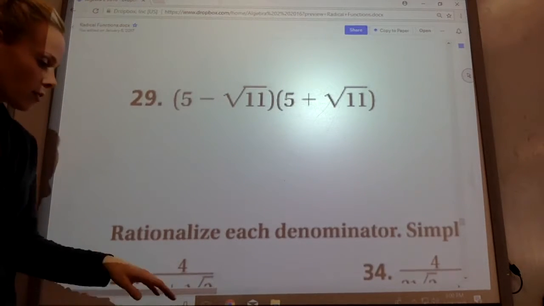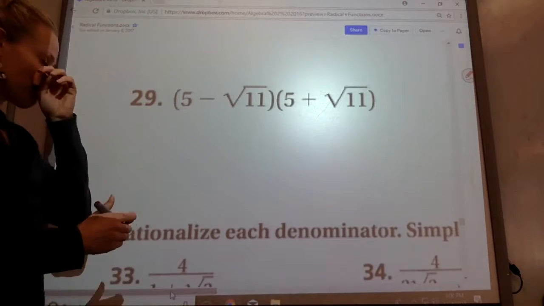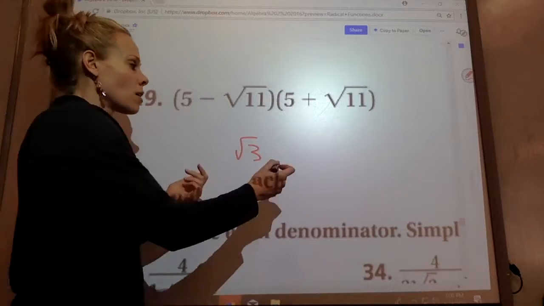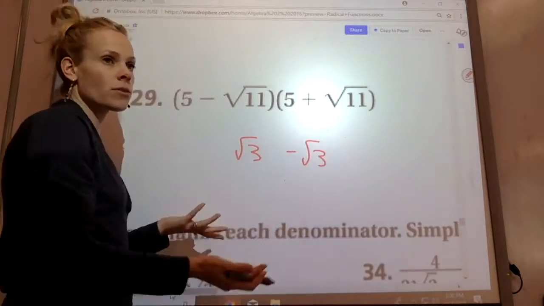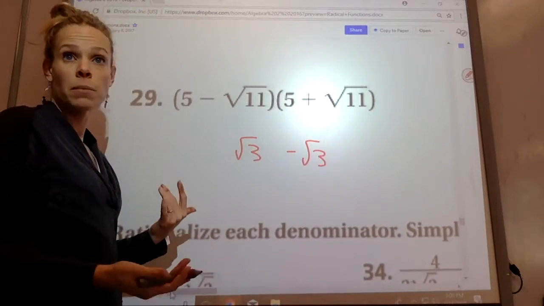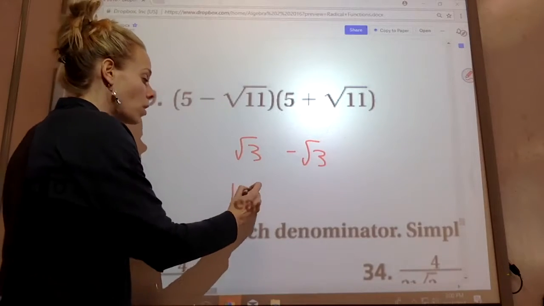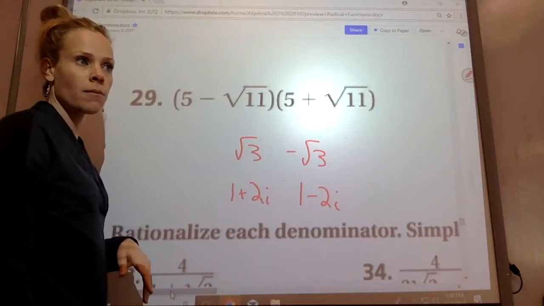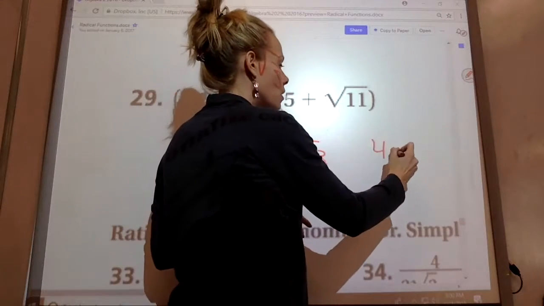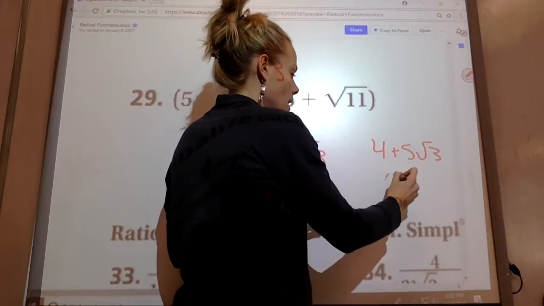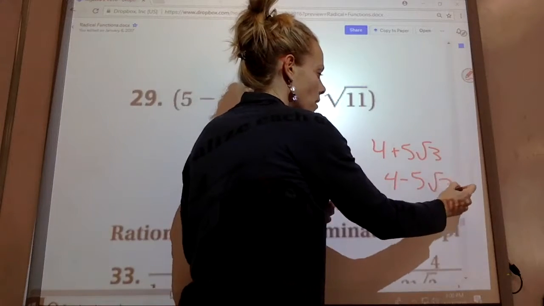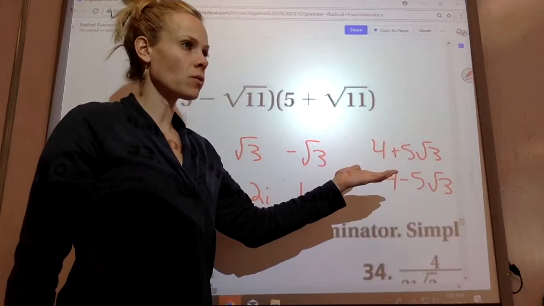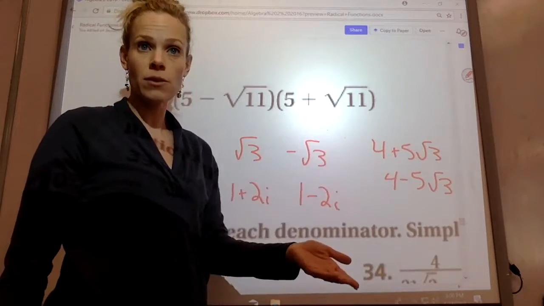And we studied that a little bit with quadratics. Because remember when I told you if square root of 3 is a root, you have to have negative square root 3. They always come in conjugate pairs. If we had 1 plus 2i, we have to have 1 minus 2i. If I had 4 plus 5 root 3, I have to have 4 minus 5 root 3. Those are called conjugate pairs. And when you do quadratics and polynomials, you always get conjugate pairs.